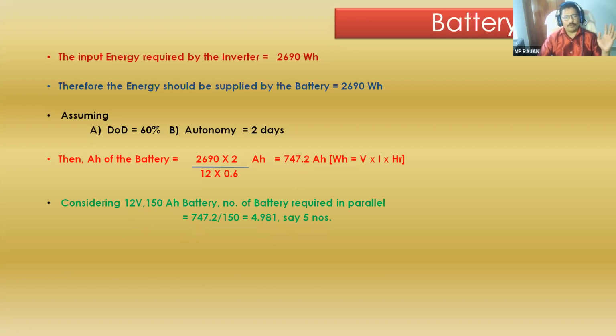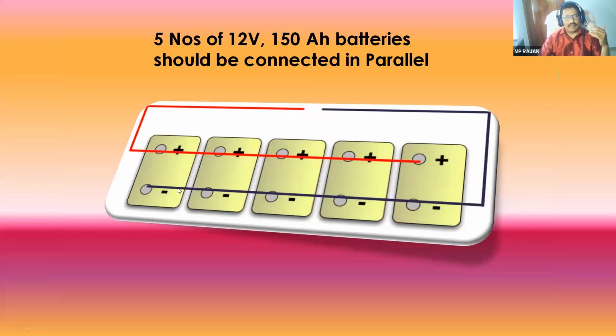So 5 batteries should be selected, 12 volt into 150. Okay. So how many batteries should be considered in series? One battery voltage is 12 volt. So the number of batteries in series is only 1 because it is 12 volt. So all 5 batteries should be connected in parallel. So 12 volt, 5 batteries should be connected. Ampere hour you will get is 747 Ah, and the battery output voltage will be 12.